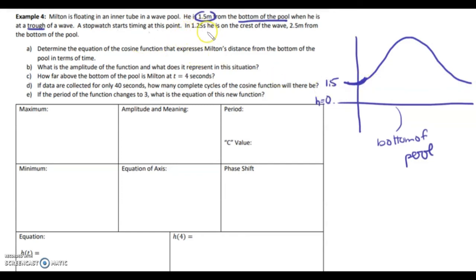In 1.25 seconds, he's at the crest of the wave. So this is going to be the maximum. Okay, so this here is time equals 0, time equals 1.25, and then over here, because we know that 1.25 is half of our period, then we have to just add another 1.25 or times it by 2, and we get 2.5.